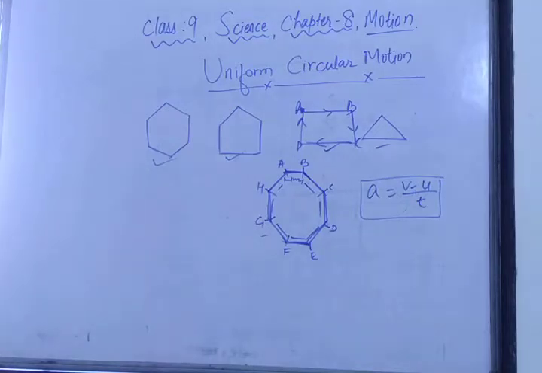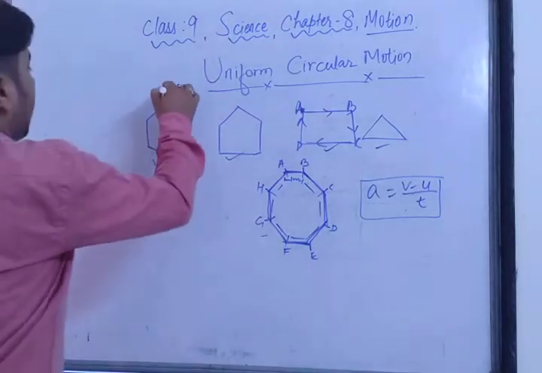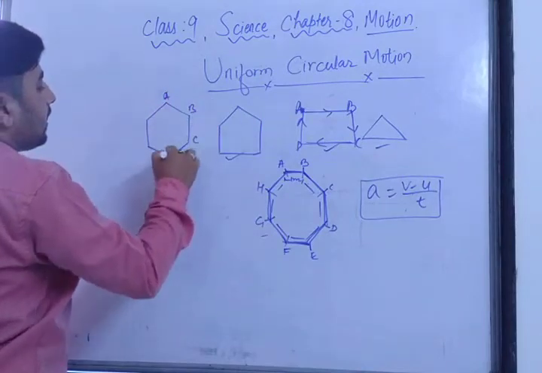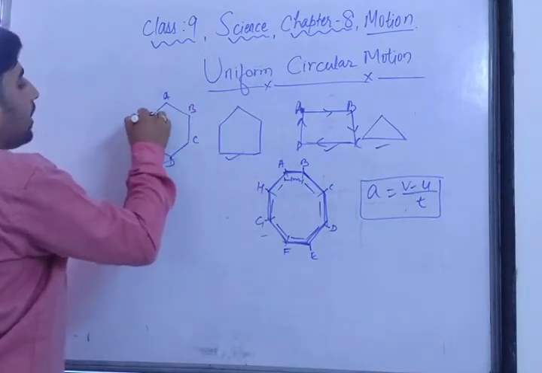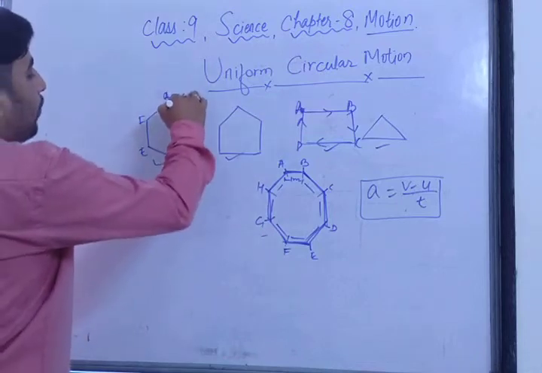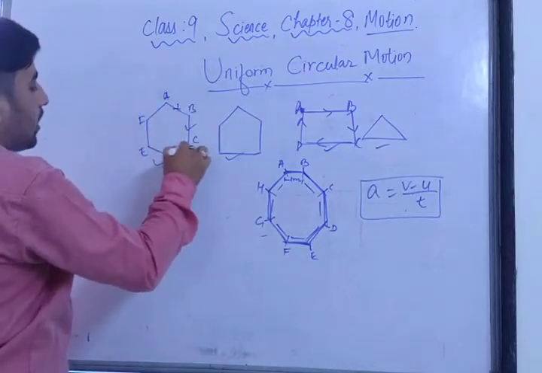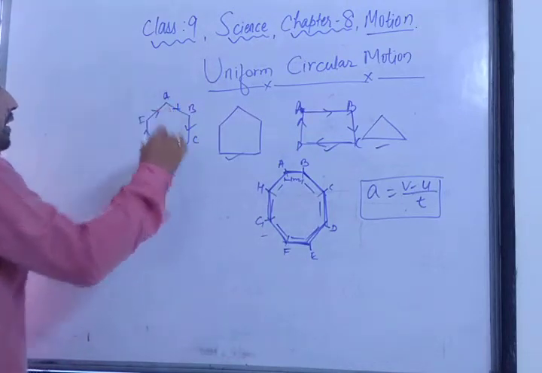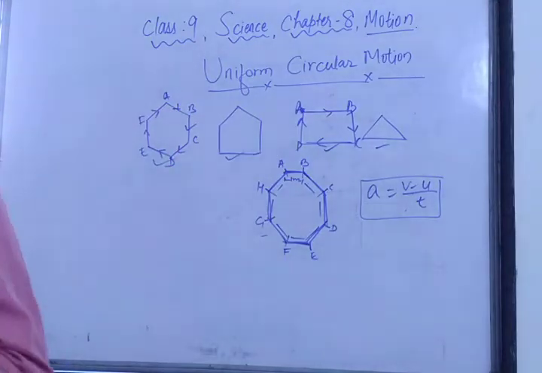Now suppose instead of a rectangular track, the athlete is running along a hexagonal path A, B, C, D, E, F. Now how many times will he change direction? First time, second time, third time, fourth time, fifth time, and sixth time. In the hexagon, how many times is he changing direction? As you can see, the athlete has to change direction 6 times while he completes one round.